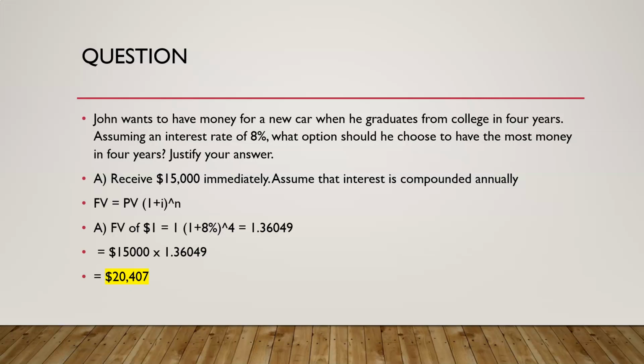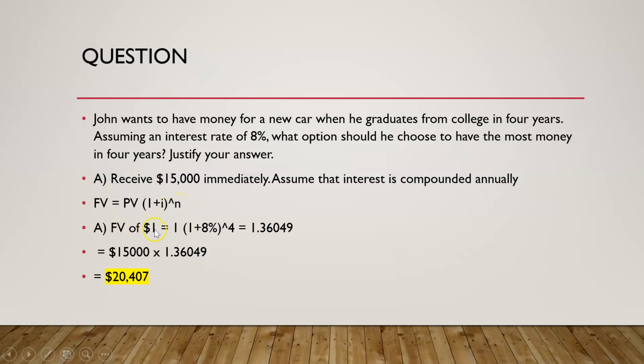So the first option is receive $15,000 immediately, assuming that interest is compounded annually. So since he is receiving $15,000 immediately, first of all, we need to find the future value of $1, and then if we multiply the future value of $1 with this $15,000, we'll get the future value of $15,000. So the formula we'll be using is future value equals present value times 1 plus interest rate to the power n, where n is the number of years.